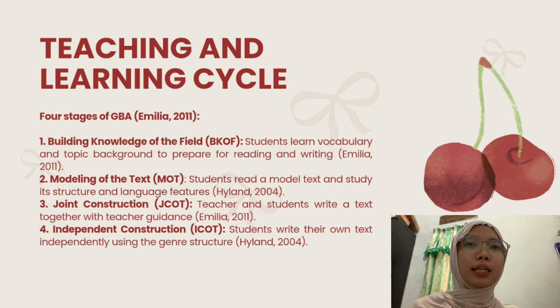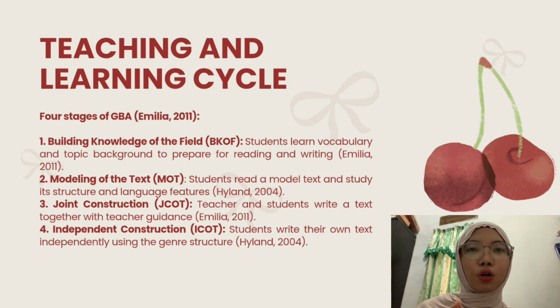And then the teaching and learning cycle in GBA. The GBA teaching cycle has 4 stages, as explained by Emilia 2011. The stages are, for the first stage, building knowledge of the field, or BKOF. Students learn vocabulary and topic background to prepare for reading and writing. And for the second, modeling of the text, or MOT. Students read a model text and study its structure and language features.